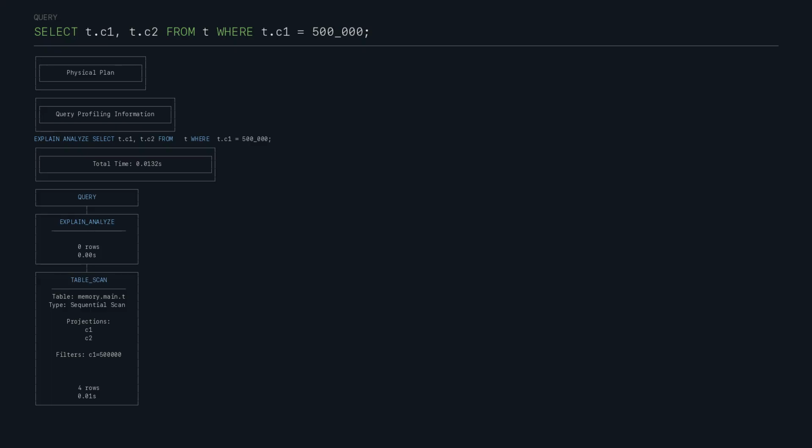DuckDB evaluated the filter against the zone map of each row group and skipped 813 out of 814. Only 1 row group was worth opening. That is what a sorted column buys you. The min and max of C1 in each row group are tight, contiguous intervals. The target value falls inside exactly one of them.